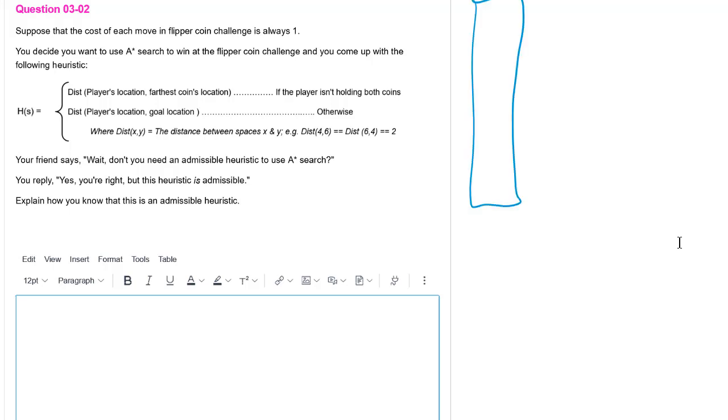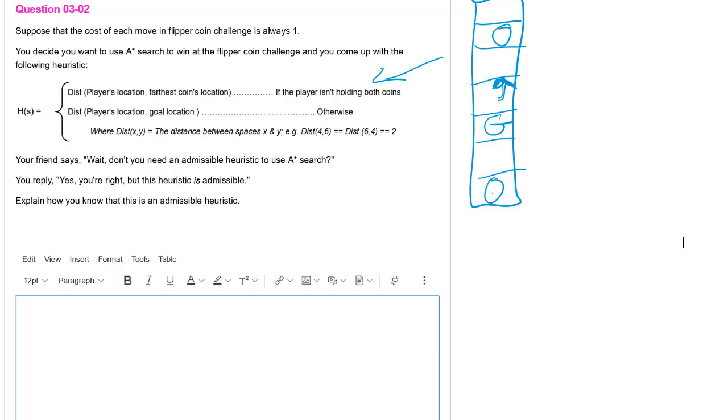So let's see if I can actually draw 7 spaces here. 1, 2, 3, 4, 5, 6. Look, I got 7. So I think the goal is in that space. Let's just think about it for a minute and look at what's going on here, and then we will write an answer. So if my player is here and doesn't have any coins yet, then the value of the heuristic is going to be 3.